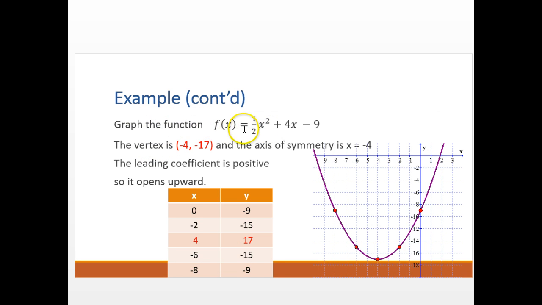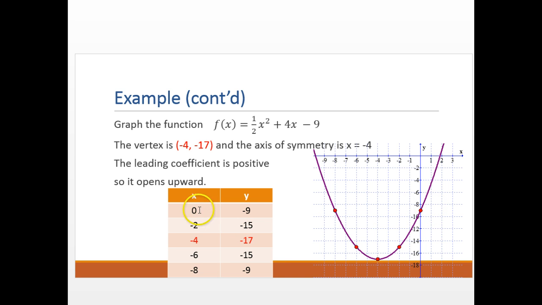Let's graph this function. F of x is 1/2 x squared plus 4x minus 9. The vertex we know is (-4, -17), and the axis of symmetry is x = -4. We know the leading coefficient is positive, so it opens upward. So I can plot my point for my vertex, and I know it opens upward like this. I also know this point, the y-intercept, (0, -9).